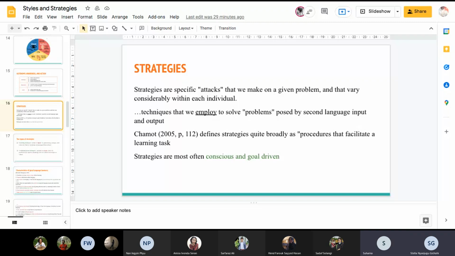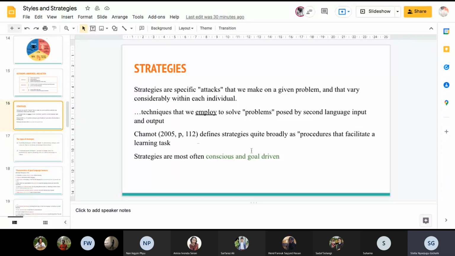Okay, so Hazel was presenting on the styles. I'll be presenting on the strategies now. We'll see that strategies are specific attacks that we make on a given problem, the techniques we employ so that we can help in second language learning. We have two most important things, called the input and the output. We shall discuss them later.